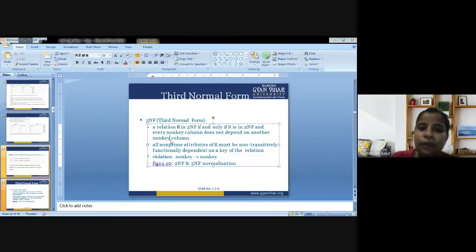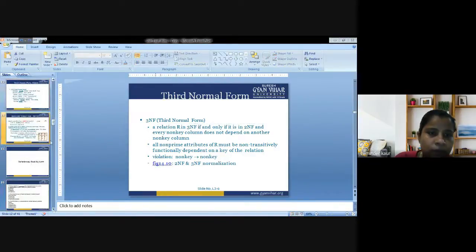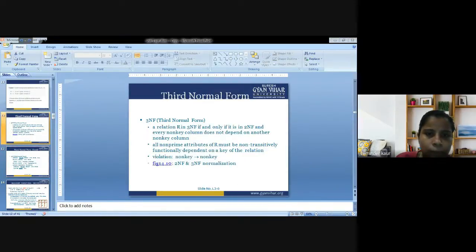For example, it is given in figure 14.10, that is 2NF and 3NF normalization. Just let me have a look at the same if it is given. So this is about the third normal form.